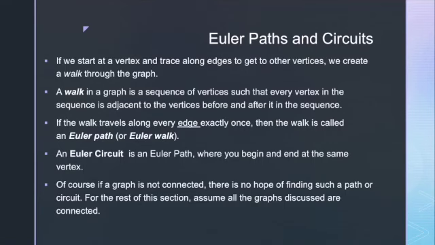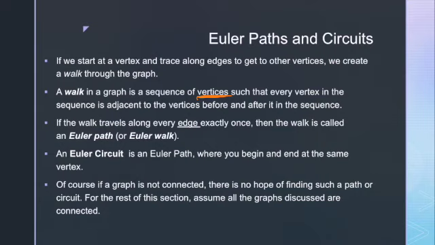So if we start at a vertex and trace along the edges to get to other vertices, we are going to create a walk through that graph. A walk in a graph is a sequence of vertices such that every vertex in the sequence is adjacent to the vertices before and after it in the sequence. Okay? If you go on a walk that touches every edge exactly once, then the walk is called an Euler path.